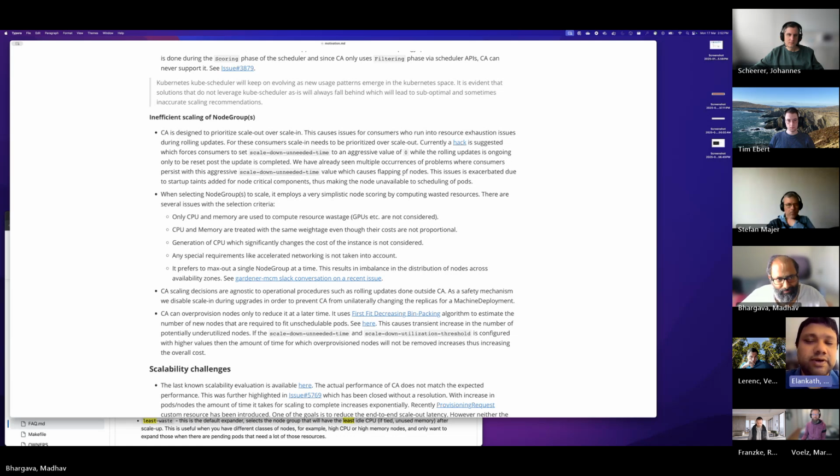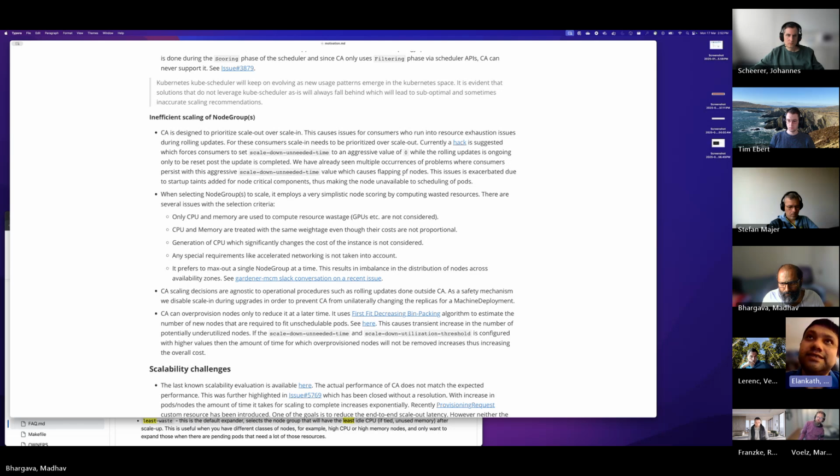So yeah, the CA code in its controller root is hard coded to prioritize scale out over scale in. So first, you do all the logic to determine whether you need to scale out, and then you perform the scale out, and only then you determine whether you need to scale in, and then issue a call to scale in.